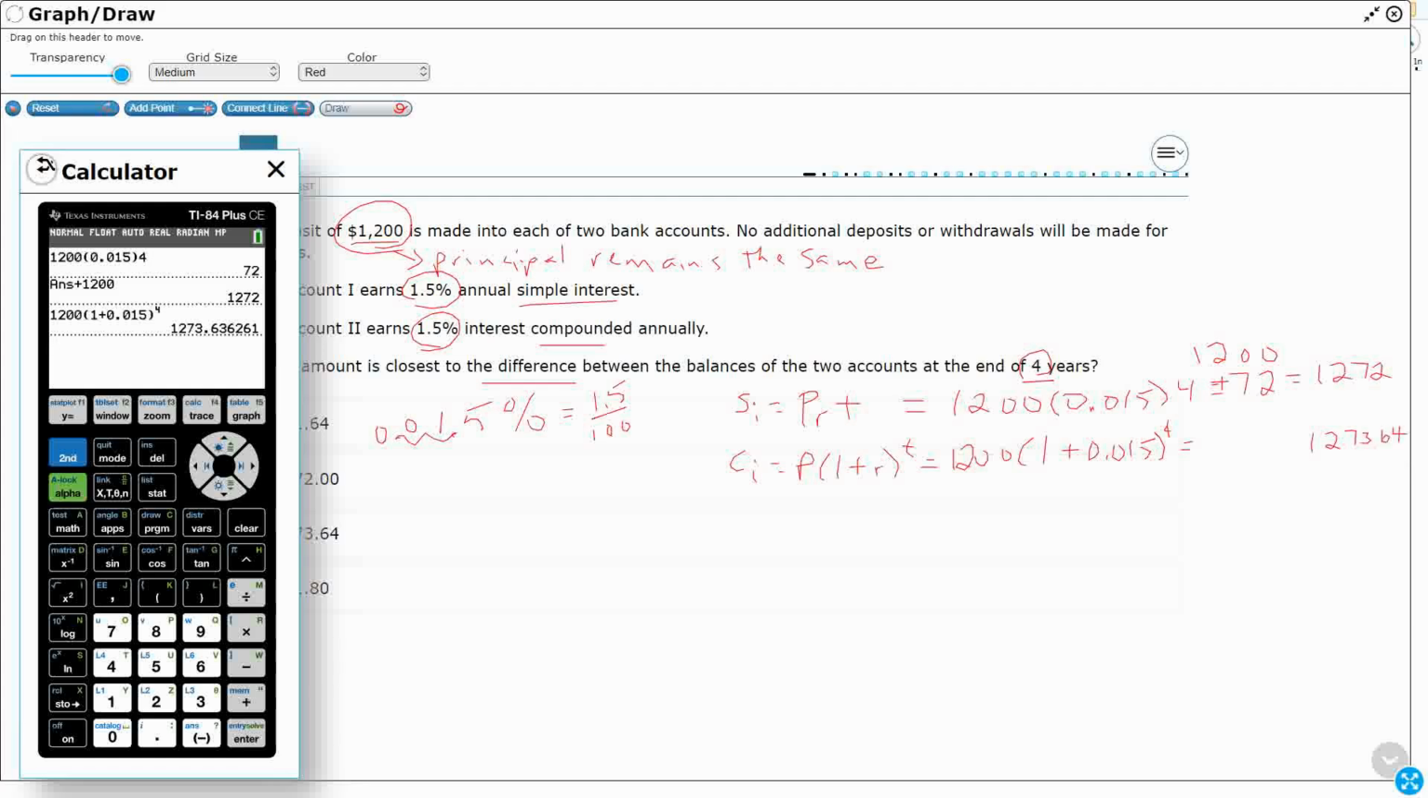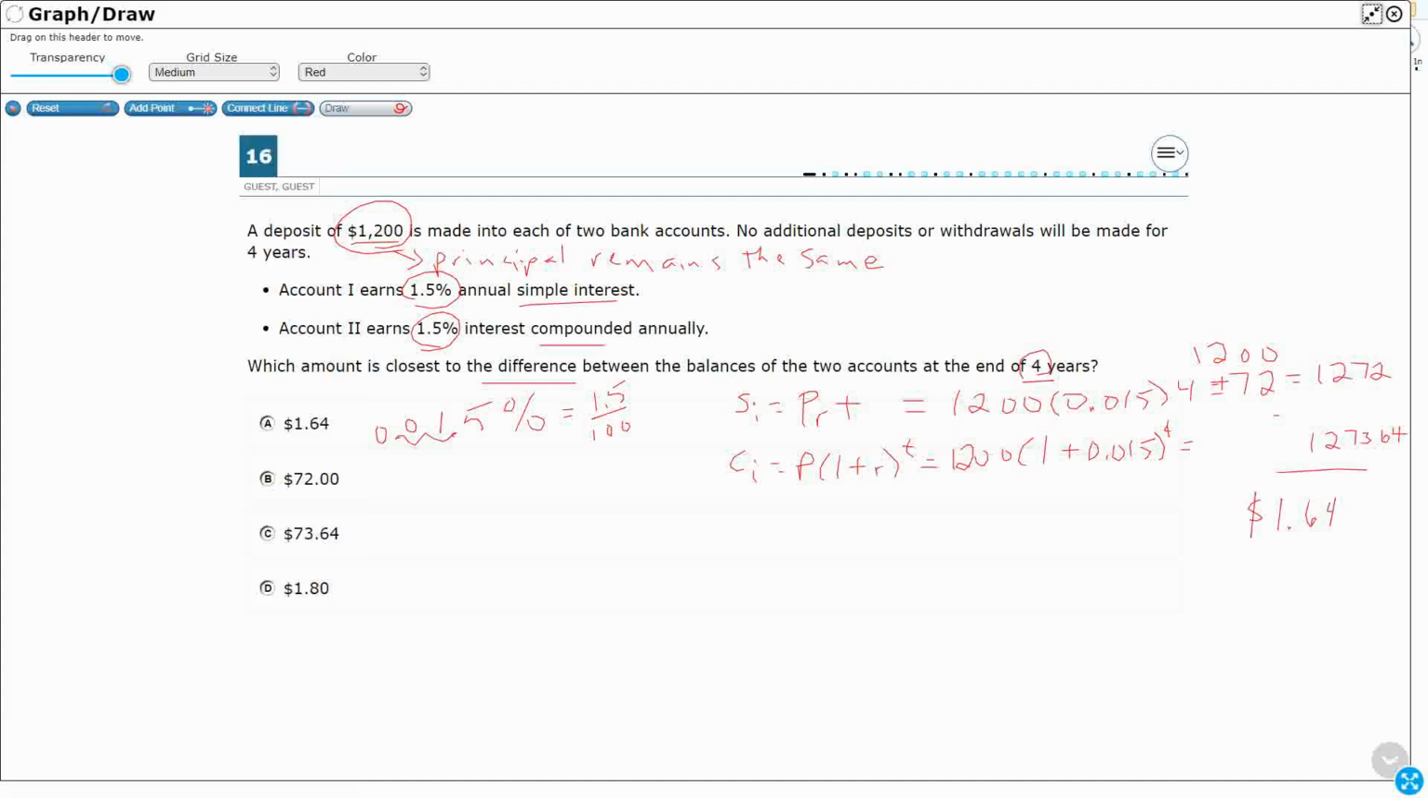So look how much difference there is. Not a lot of difference. In 4 years, we're looking at like a buck. So if we subtract that answer with 1272, we have about a dollar. Let's flip them, obviously, so it's not negative. 1.63626, about 1.64. Not a lot of difference.